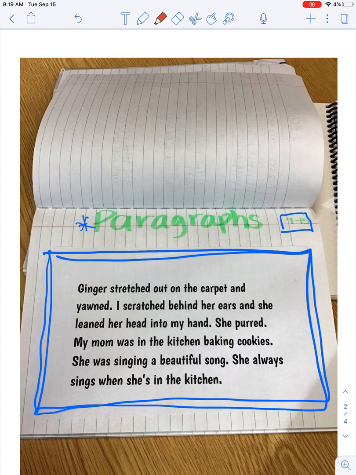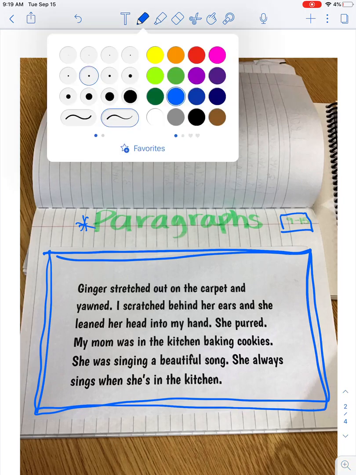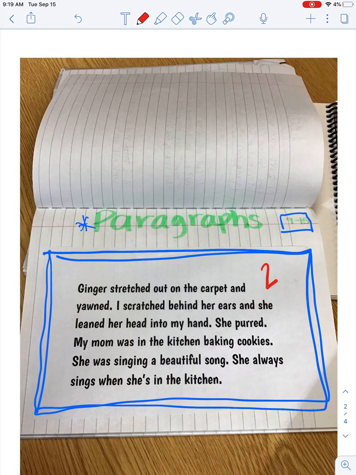Then you are going to grab your highlighter that is also on the rainbow table, and you are going to read through this piece, and you are going to look for the two different parts of this paragraph. So for example, if I read, Ginger stretched out on the carpet and yawned. I scratched behind her ears and she leaned her head into my hand. She purred. My mom was in the kitchen baking cookies. She was singing a beautiful song she always sings when she's in the kitchen.